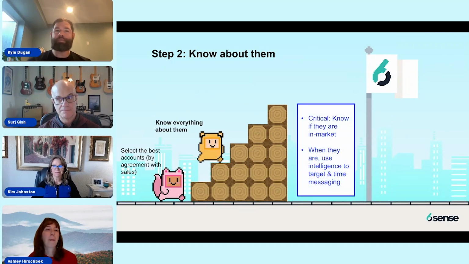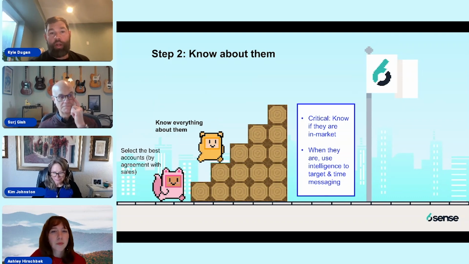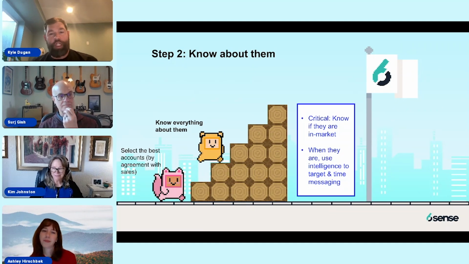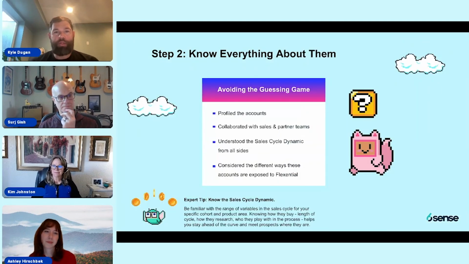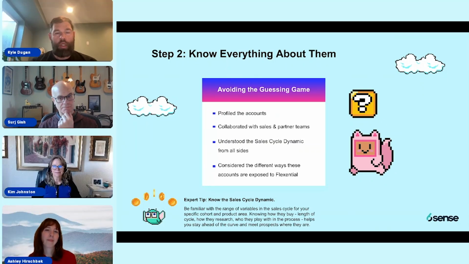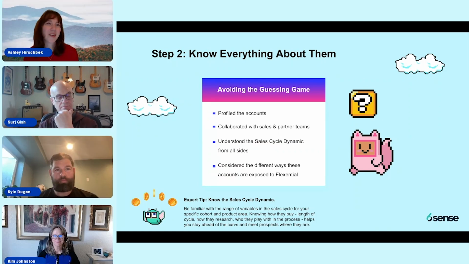All right. So step 2, know about these accounts, right? What do we want to know? We want to know where they are in a buying stage, that in-market stage. We want to know what they use, what kind of messaging resonates, and what they've been researching. And that helps us with our account and campaign execution. And then I will turn that over. Yeah, thank you so much.